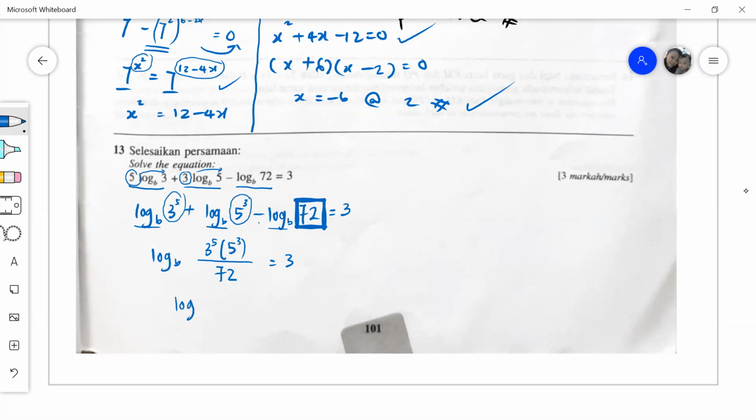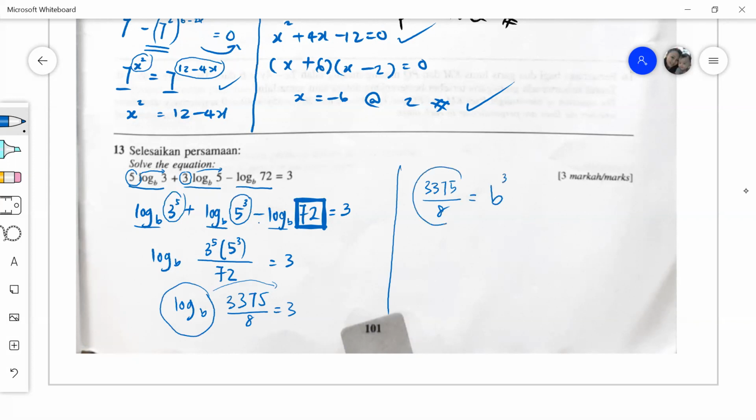Okay, we have log base b, and then 3375 over 8 equals to 3. Next, we want to find b, right? Change the log base b across to the other side. The base of the log will now become the base of the index, b to the power of 3. So let's rewrite this one in terms to the power of 3. We know 8 is 2 to the power of 3.